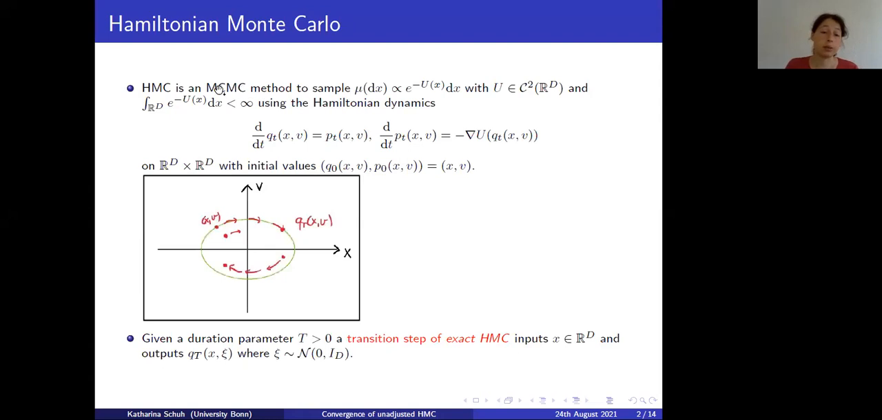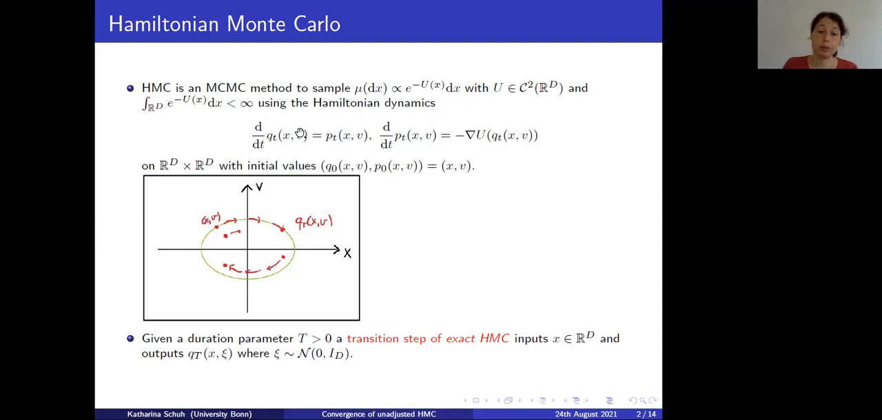So this is a Markov chain Monte Carlo method, and we want to sample some target measure mu, which is proportional to e to the minus some potential function U. And we often use a Markov chain Monte Carlo method, for example, if the normalizing constant is unknown and we cannot exactly sample the measure mu. And HMC is a Markov chain Monte Carlo method which uses the Hamiltonian dynamics.